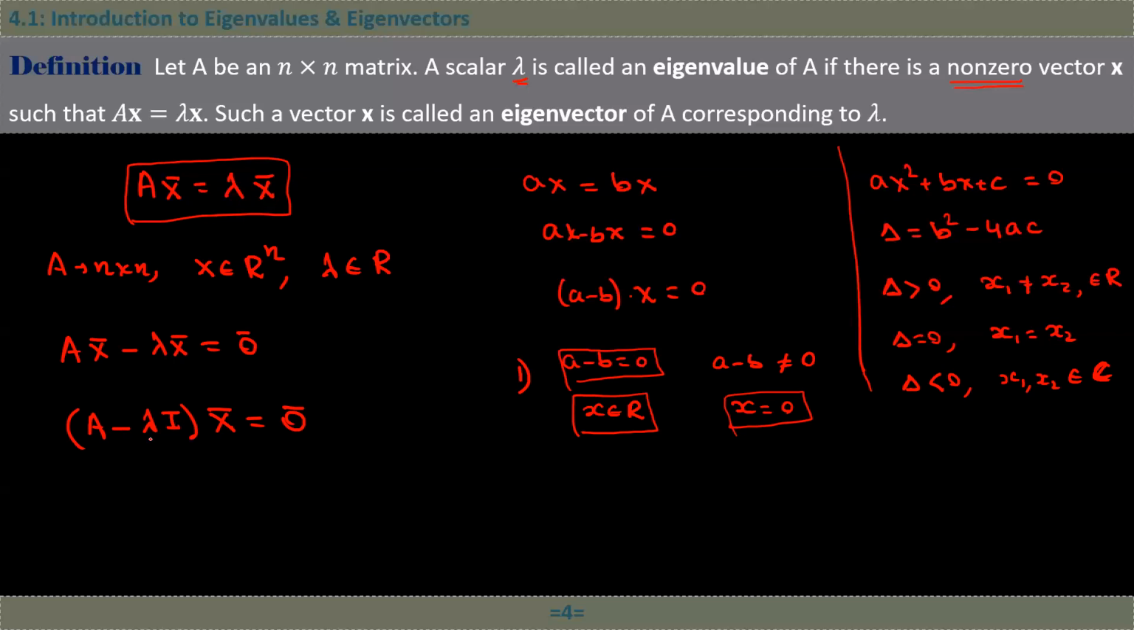And some people may get confused. Here, lambda is just a scalar, a real number. And this one is an n by n matrix, right? To make sense, here you should put I, otherwise it doesn't make sense. So here we have that equation. And since we are saying the non-zero vector, if this x is non-zero, the only way is this A minus lambda I should be equal to the 0 matrix, right?